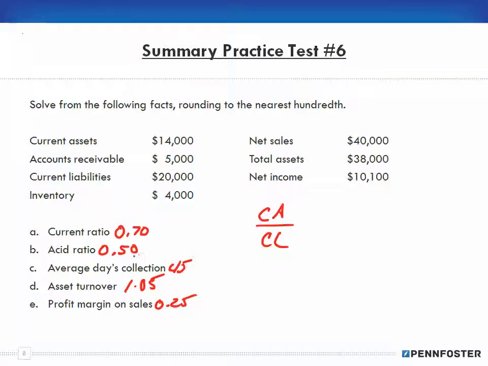It's a whole other thing to understand what that number means. In the case of the current ratio, if I have a current ratio of 0.70, well, that means I have more in liabilities than I have in assets.